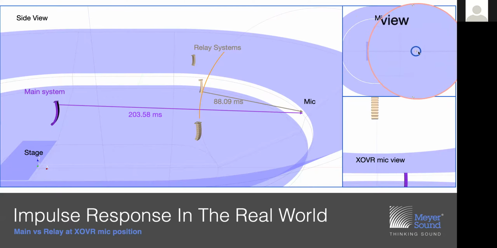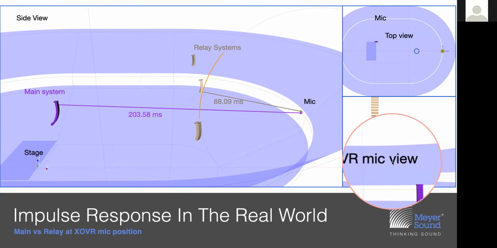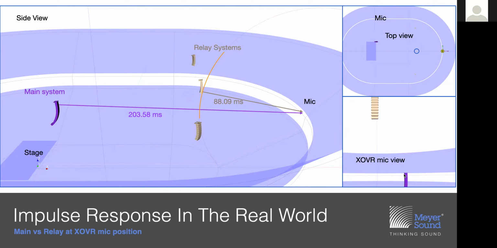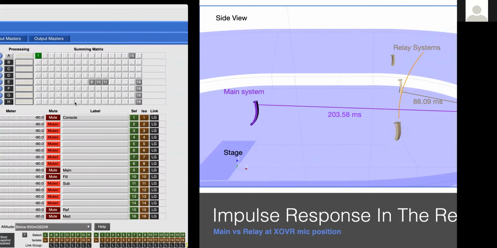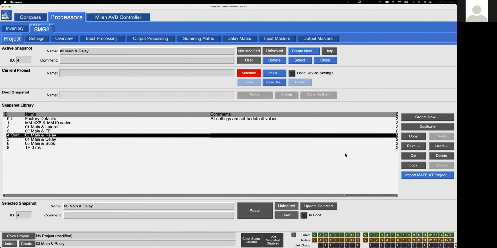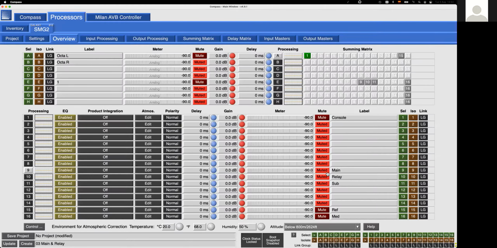We have our main, our relay, and the mic position. If you go to that mic position and see the systems, you're going to see the relay system over here and the main system over that area. So let's go back and use main and relay. Because we know that the main is far away, we're going to select that as a reference.